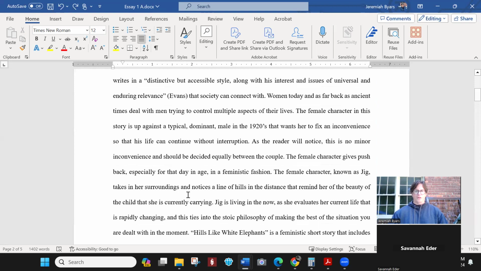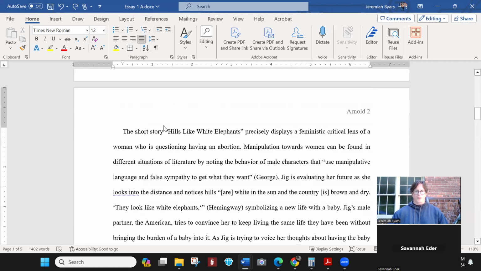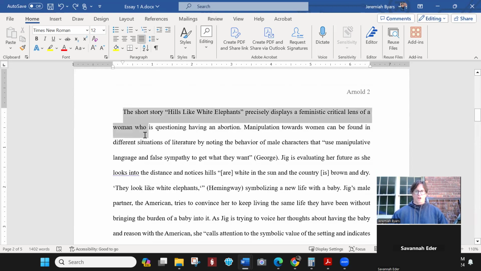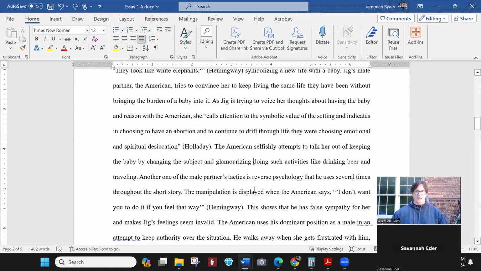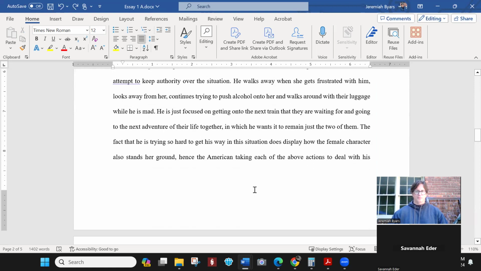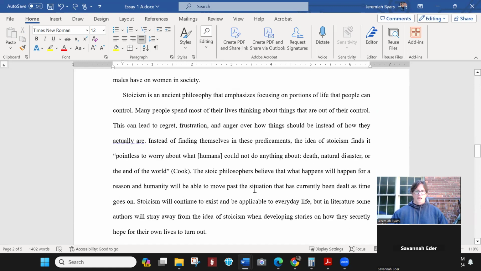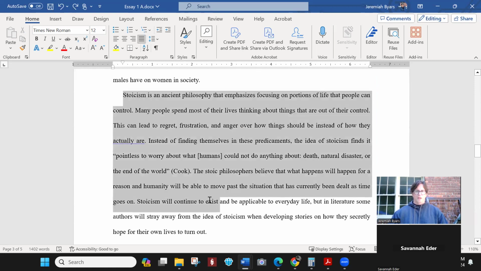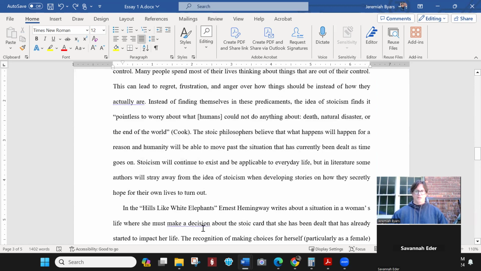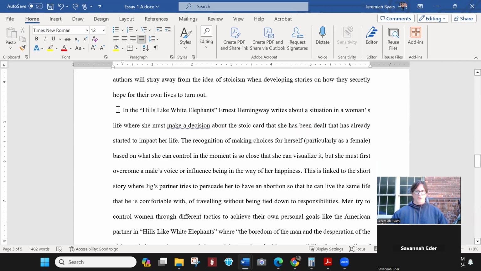This essay follows the format where we have an introduction, okay, and then we have the discussion of the critical feminist lens, and then we have a discussion on Stoicism and what Stoicism means, and then we have it being related to the short story.